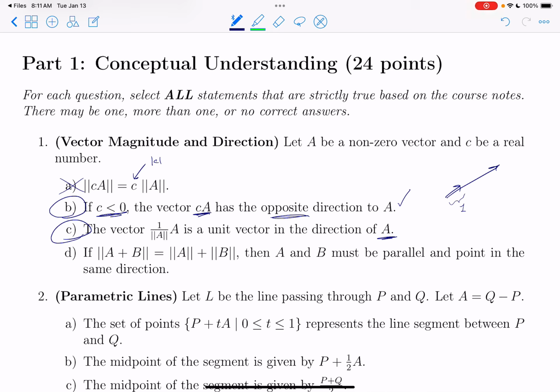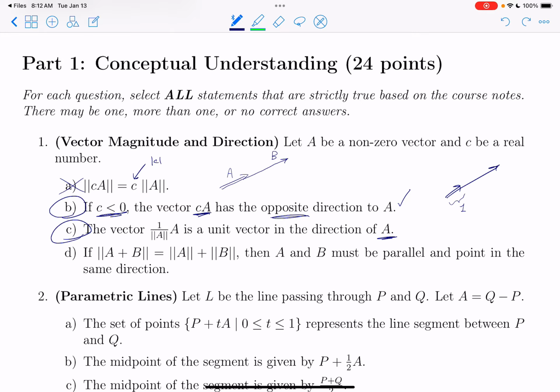For D, if the length of A plus B equals... this is going to be impossible to understand until you draw a picture. Let's draw them parallel and pointing in the same direction. So maybe that's A, and that's B. Those are parallel and in the same direction. If we pointed B this way, then they would have different directions and be parallel.